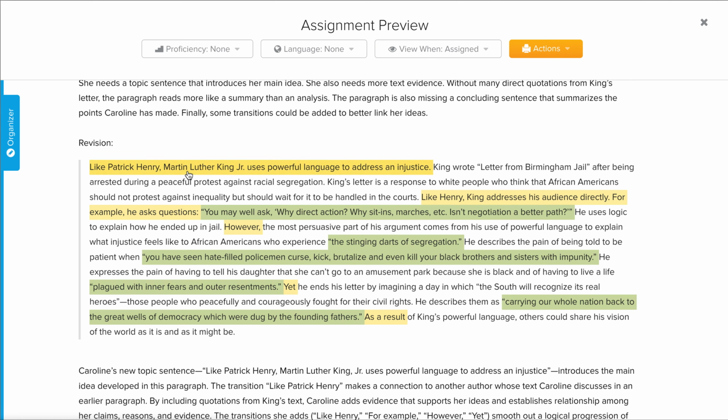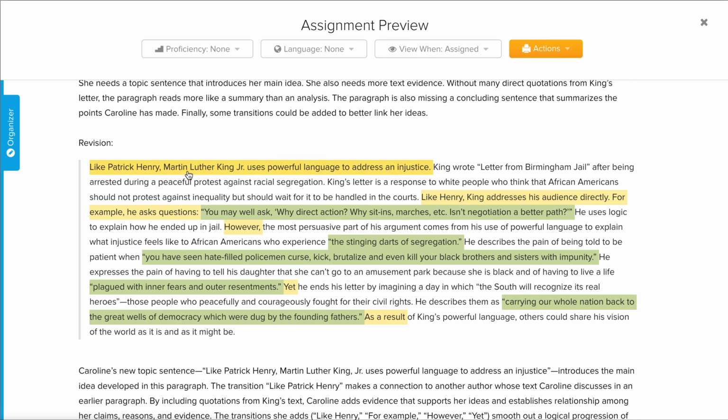For example, she says, and then she's got a however here and a yet here. As a result, that's another good transition down here. So look for places in your own writing where you can include these kinds of transition words that sort of smooth out the writing and make it easier for the readers.